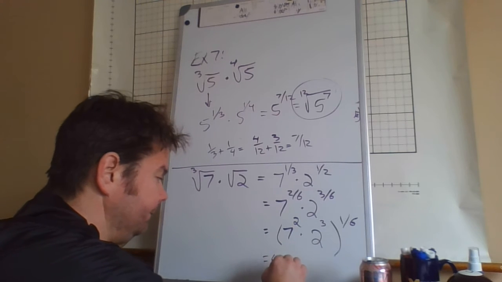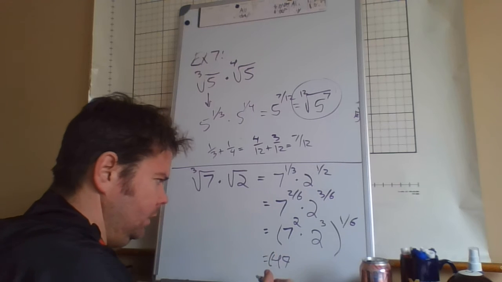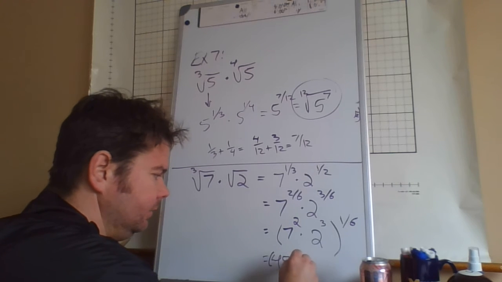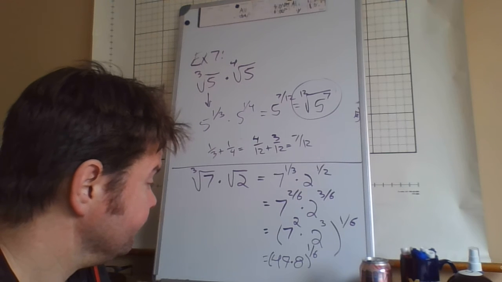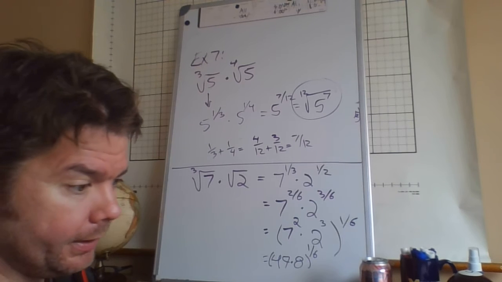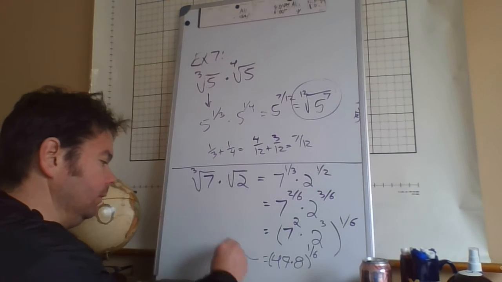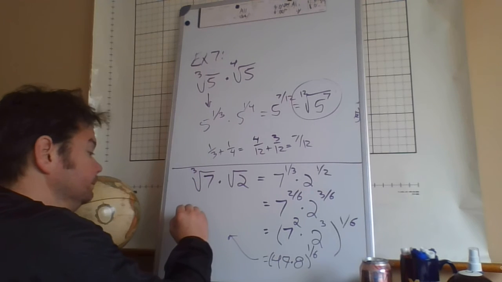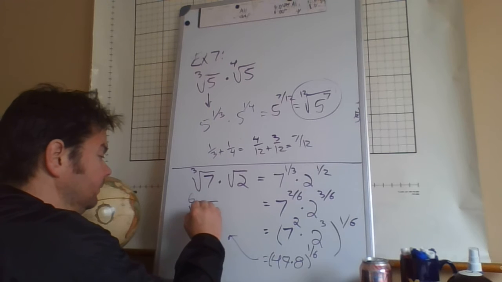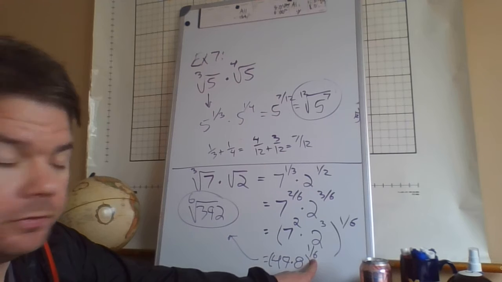That's 49. 2 to the 3rd power is 8. And it's still all to the 1/6 power. Yeah, and then I guess the only other thing I can do is I can just take 49 times 8, which according to my calculations is 392. So this is the sixth root of 392, because 1 over 6 is the sixth root.